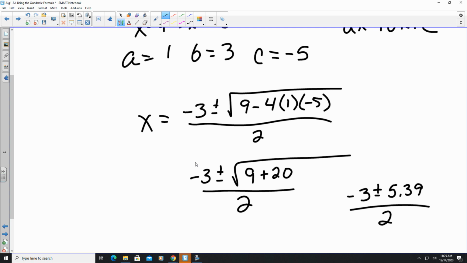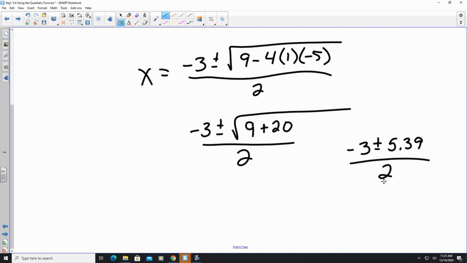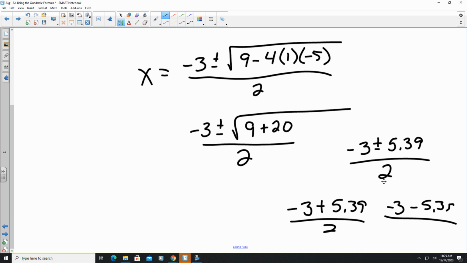There may be some instances where they ask you to find the exact answer. It doesn't here, so I'm just going to use an approximate value. Because I have the plus or minus in between the negative 3 and the 5.39, this is essentially two different values. So this is going to be negative 3 plus 5.39 divided by 2, and negative 3 minus 5.39 divided by 2.